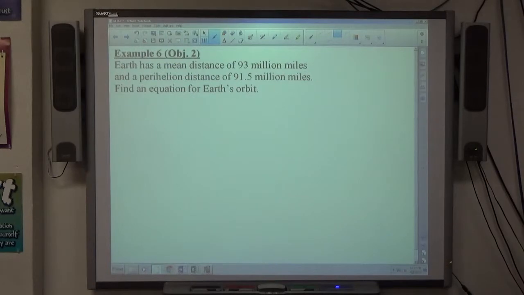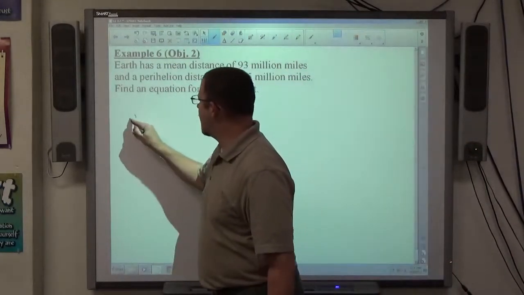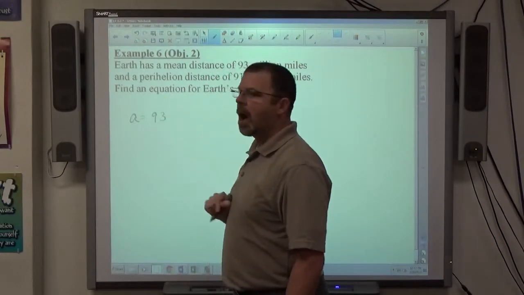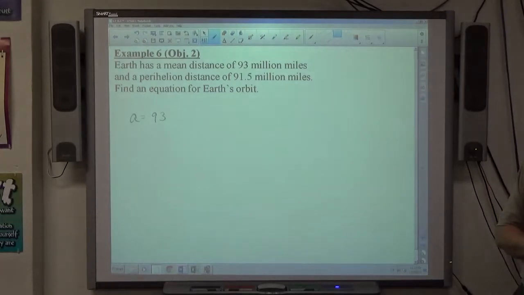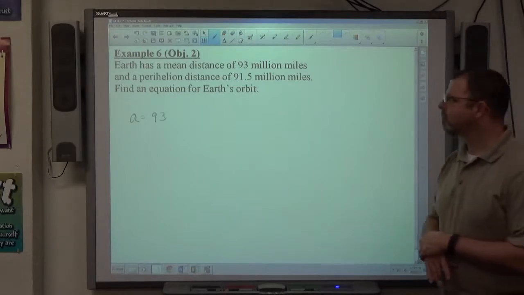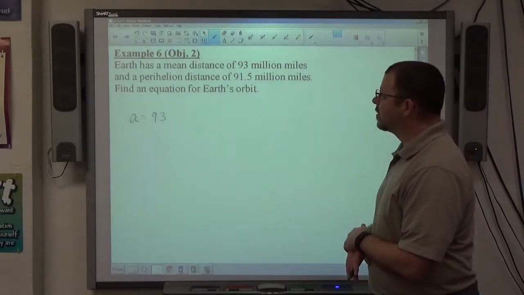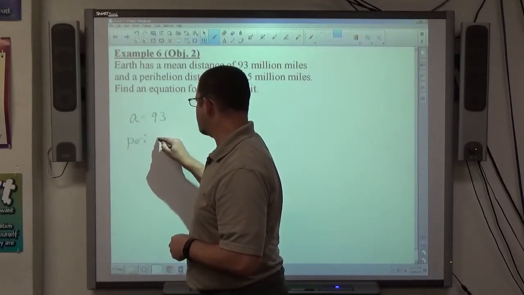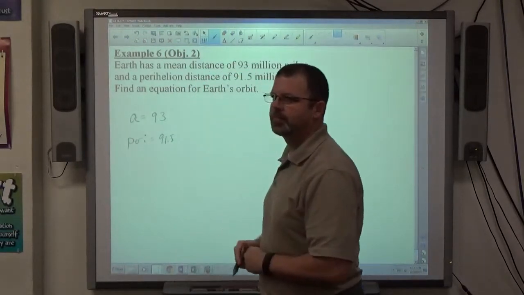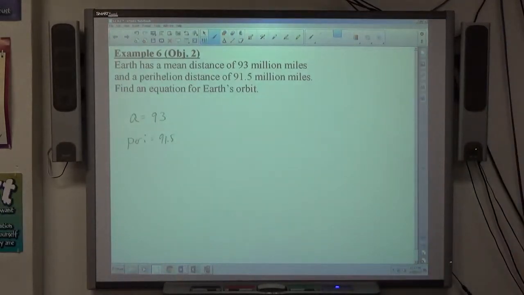So, Earth has a mean distance of 93 million miles. That means that A is equal to 93 million miles. I'm going to go with 93. Just make a note in your answer that lengths are in millions of miles. And a perihelion distance of 91.5 million miles. That means the closest we get to the sun is 91.5 million miles, and the furthest away we get is 94.5 million miles from the sun.